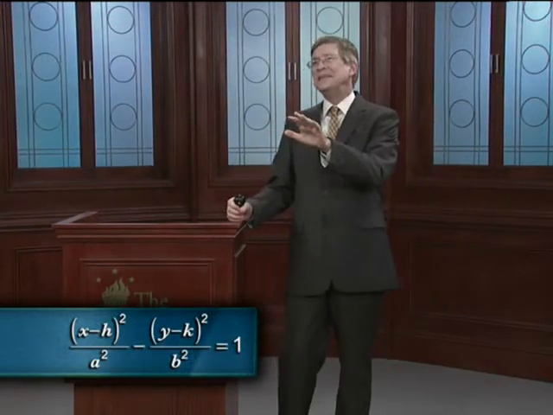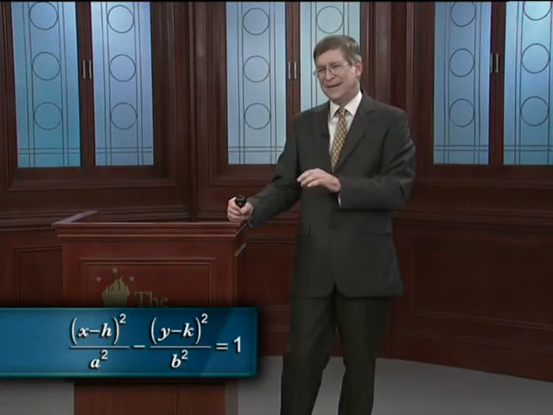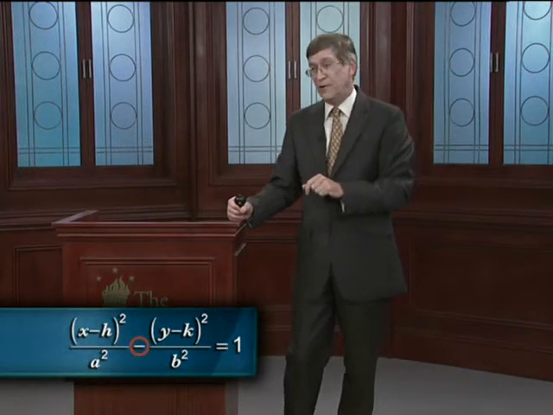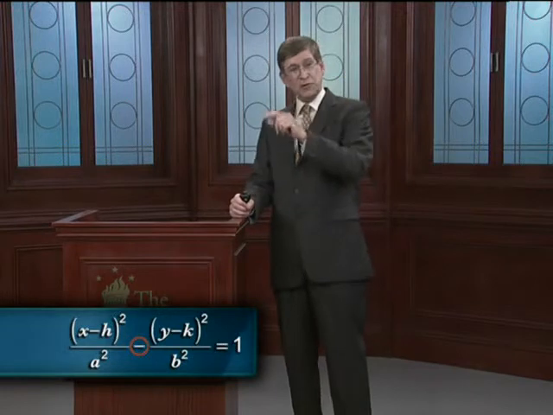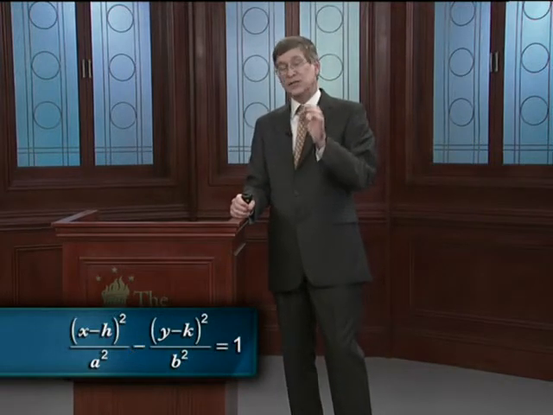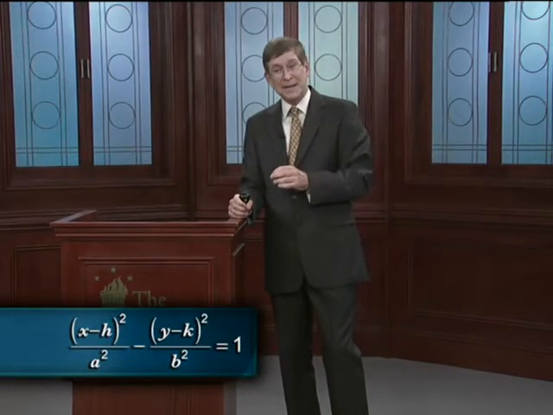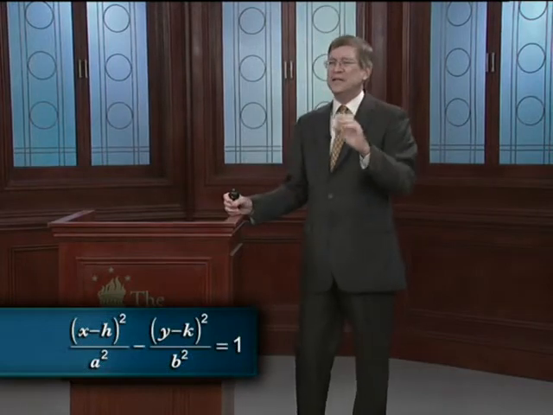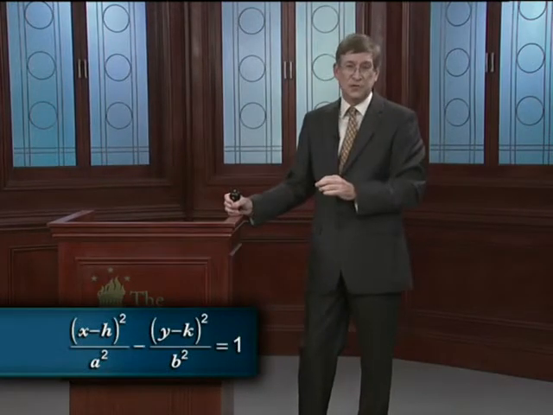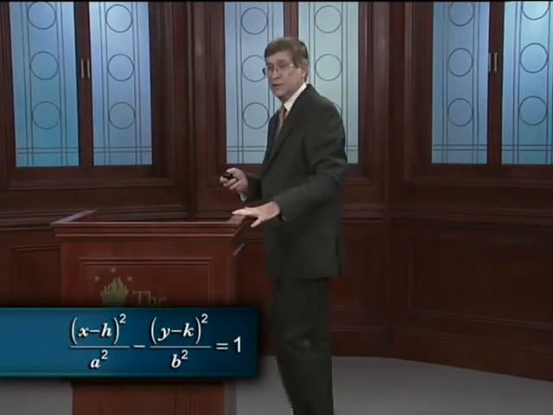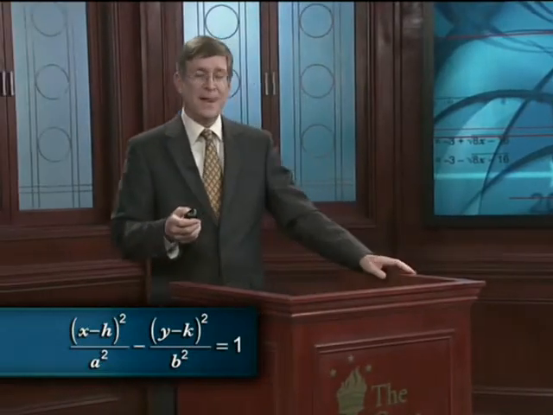Kind of looks like the ellipse equation, doesn't it? Except now it's minus in the middle there, not a plus. The center here, we're assuming, as usual, is h comma k. And of course, we'll get great simplifications if h and k are both 0, if we're at the origin. That's always very nice.